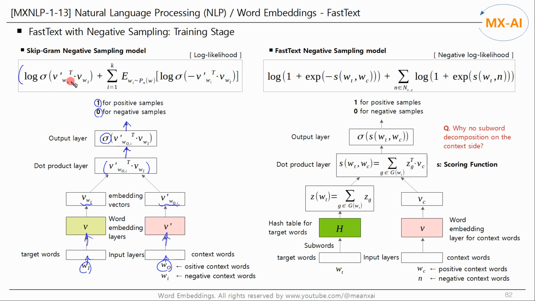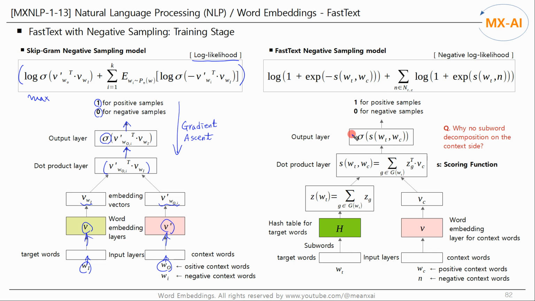The objective function of this network is the log likelihood function shown here. Through backpropagation, the embedding matrices V and V prime are updated using gradient ascent to maximize this objective function. The overall architecture of the FastText model is very similar to this.